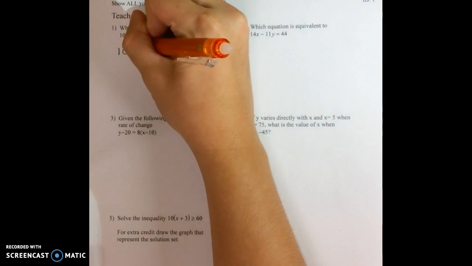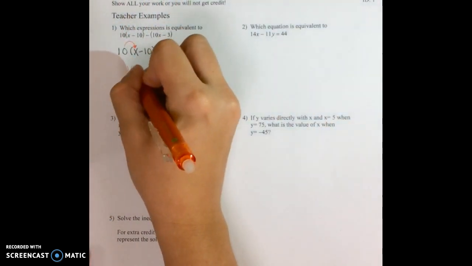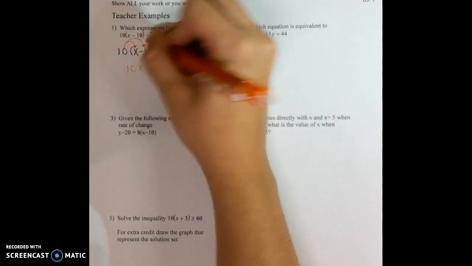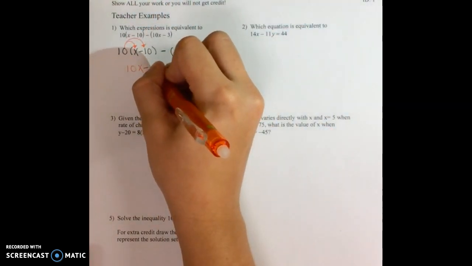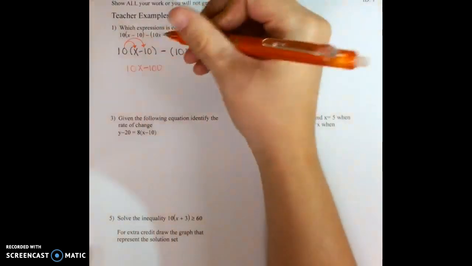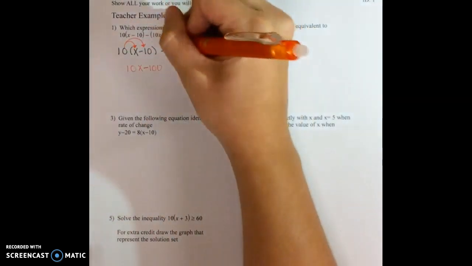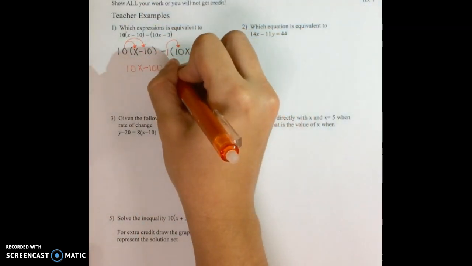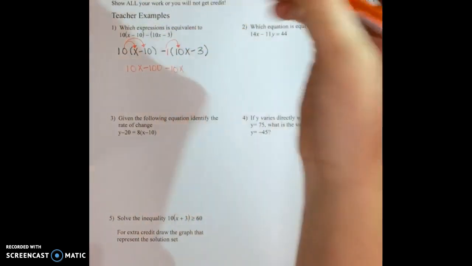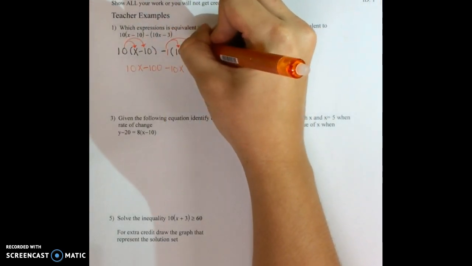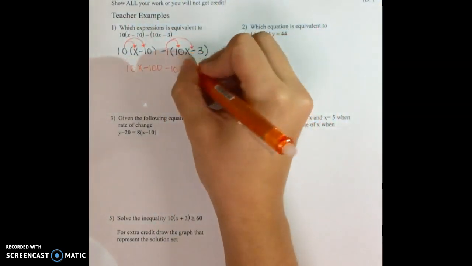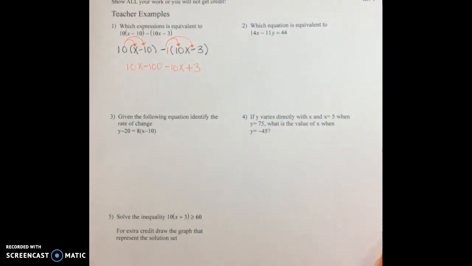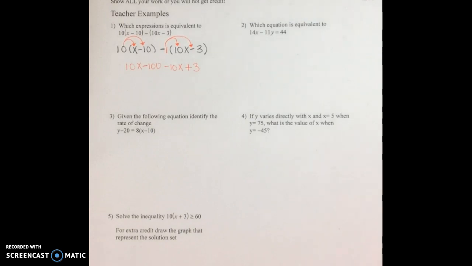So 10 times x is 10x. 10 times negative 10, I get negative 100. This is like a negative 1. Negative 1 times 10x, I get negative 10x. And then negative 1 times negative 3, I get positive 3. Don't forget that when you multiply two negatives, you get a positive number.